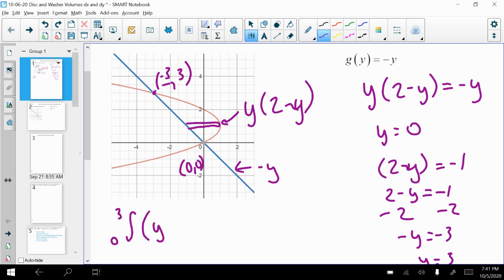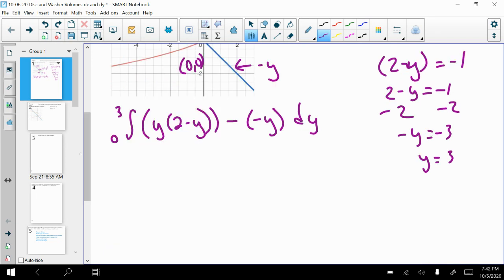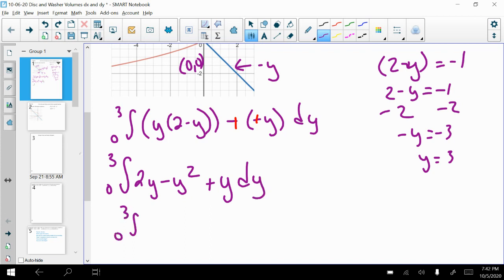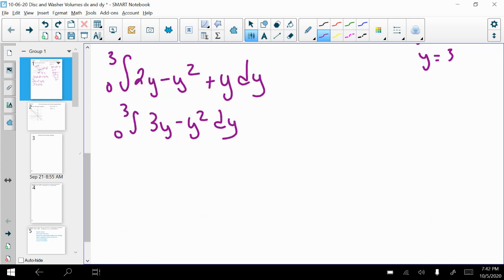Our right one is that y times (2 minus y) minus our left one of negative y, dy. This is a case where distribution is definitely our friend before we integrate. So from 0 to 3, 2y minus y squared minus becomes plus. Go ahead and finish combining before we integrate, then we get 3y minus y squared dy. I left my y squared afterwards so I was less likely to lose a negative as I integrate into 3y squared over 2 minus y cubed over 3, evaluated from 0 to 3.